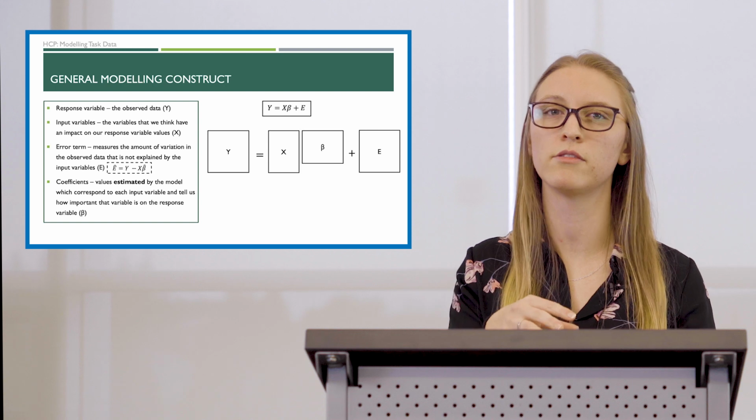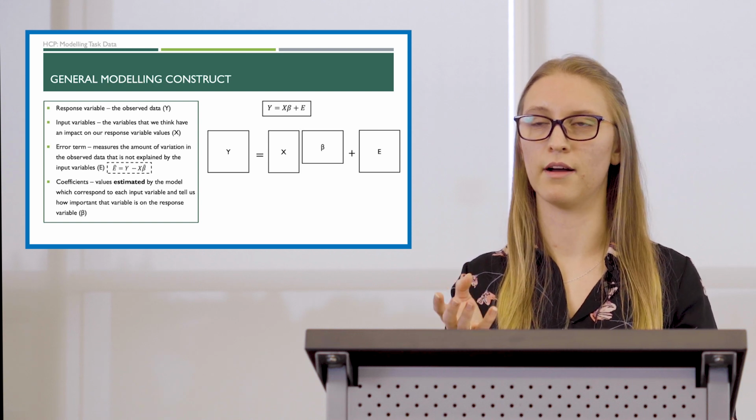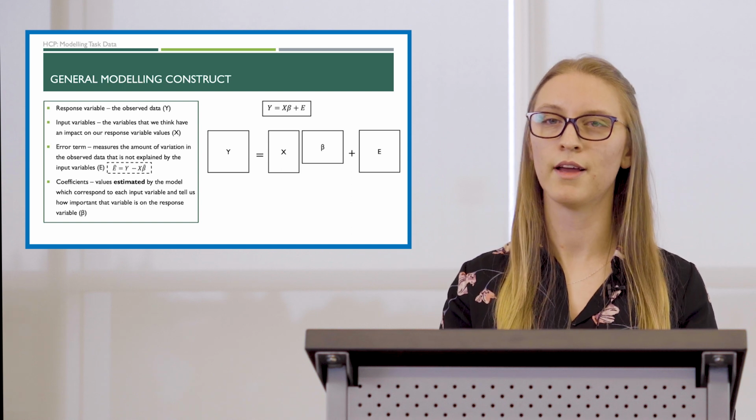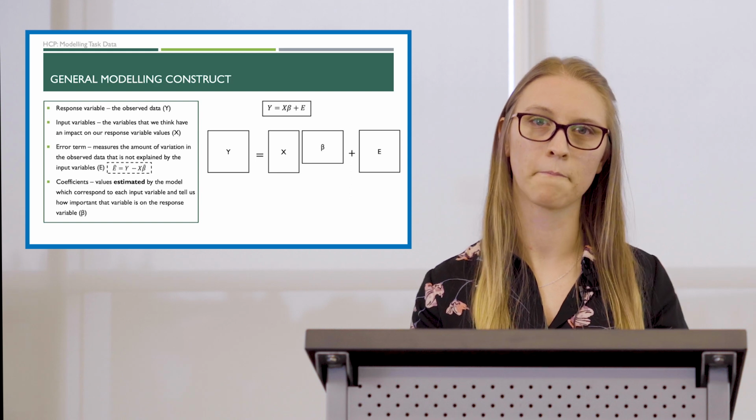So beta would be very close to 0 or 0, say in the situation where x, our input variable, would be eye color, and our output would be height, because it's probably not going to make a big impact.